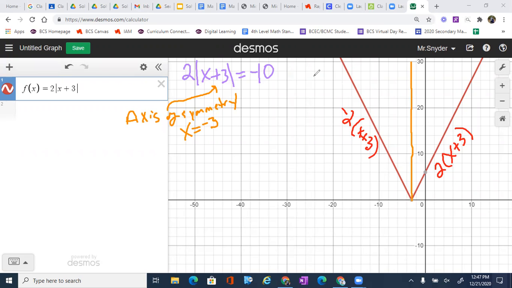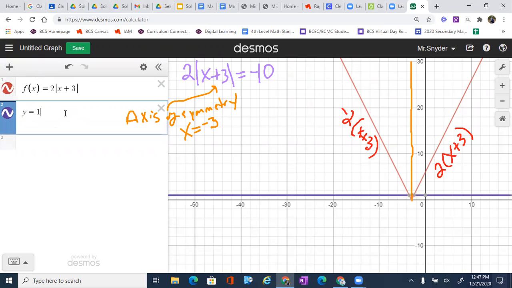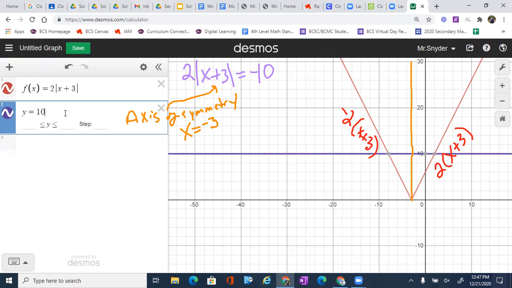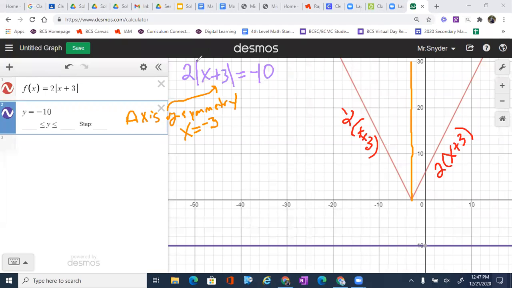So now let's go ahead and solve this graphically real quick, and then we'll make some sense of it. I'm going to put in y equals negative 10. And what you're going to notice as I put in y equals negative 10 is that the lines do not intersect. In fact, there's a big gigantic gap between the red graph and the purple y equals negative 10 line. So there is no intersection, and therefore there is no solution. So this is a no solution problem.